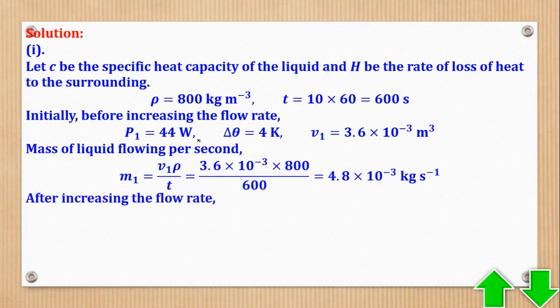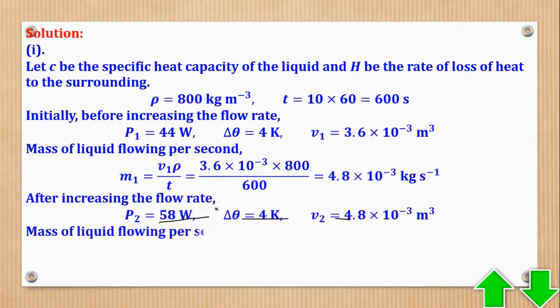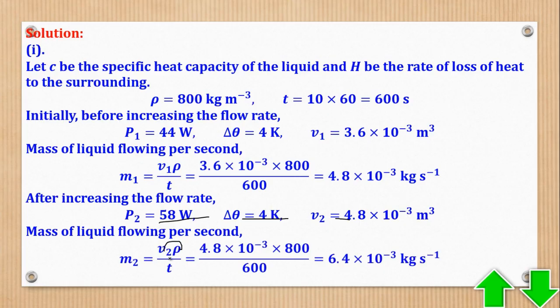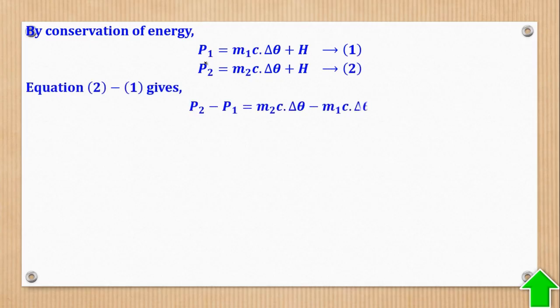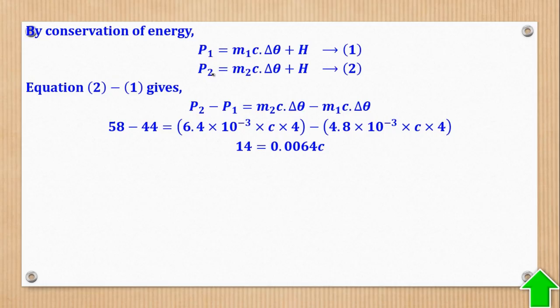What about after increasing the flow rate? Power is that, change in temperature is that, and volume is that. Therefore, mass per second will be same formula, volume times density over time. Volume, density, time to give you this. Then from there we shall come and say that by conservation of energy, equation 1 is that and equation 2 is that. Subtract the 2 to come up with that, then substitute, simplify, make C the subject, and that's what they wanted.